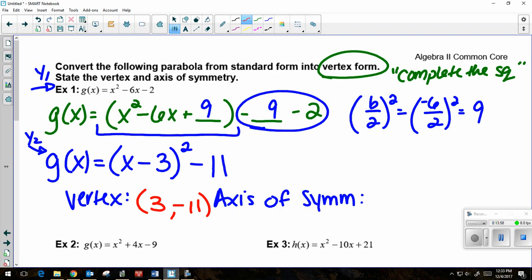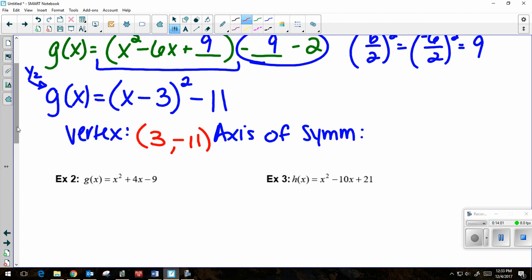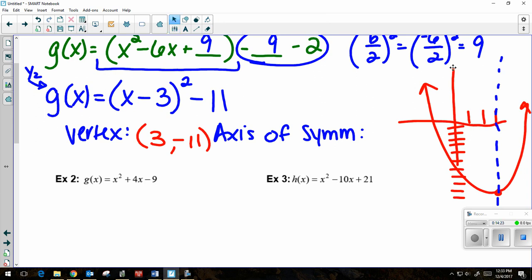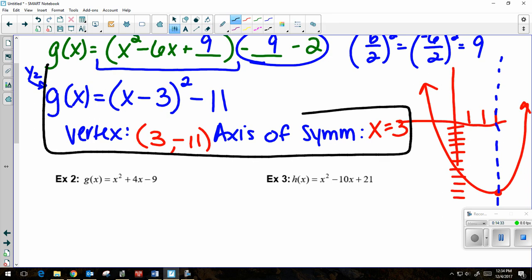So if I sketch a picture, here is my vertex, and here's my parabola. Your axis of symmetry, if you remember back to Algebra 1, is a vertical line that goes straight through the vertex. So my axis of symmetry is always going to be the x coordinate of the vertex. So it's going to be x equals 3. And this was what they were looking for. You have your completed square form, and you have your vertex and your axis of symmetry.